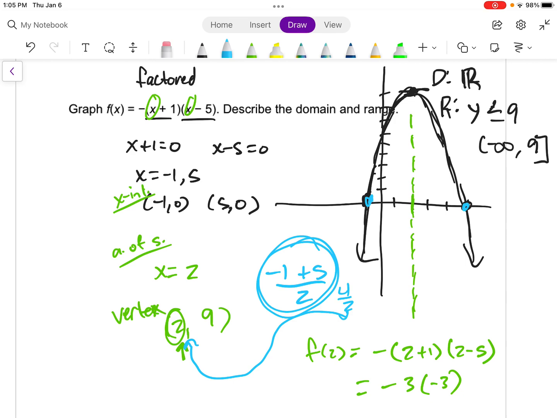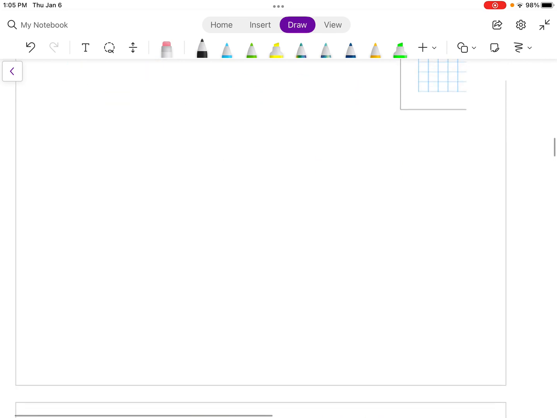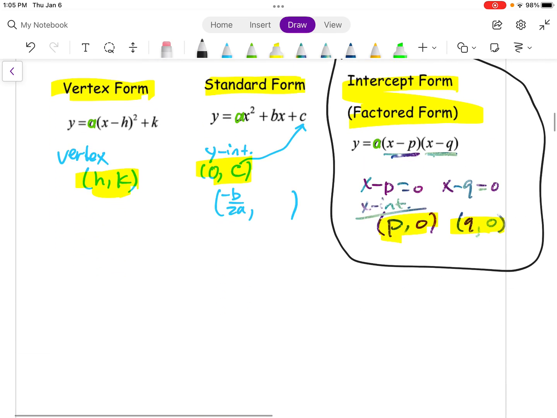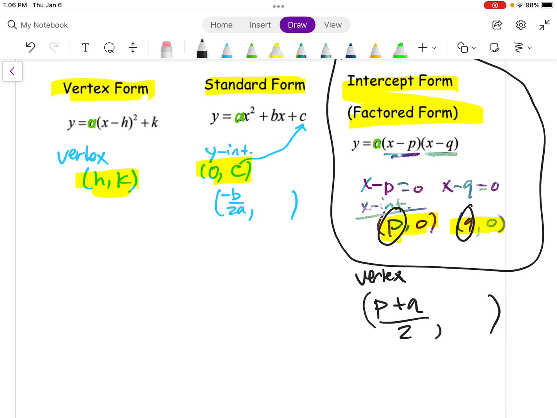In fact, let's add that to our notes. Go back up to where we put the intercept form, and let's add this on there. If you want to find the vertex, and it's in intercept form, we can take p and q, our two x-intercepts, and all I do is add them together and divide by 2. And that will tell me where the x-coordinate of the vertex is. And then you have to plug the x back into the equation to find the y-coordinate.